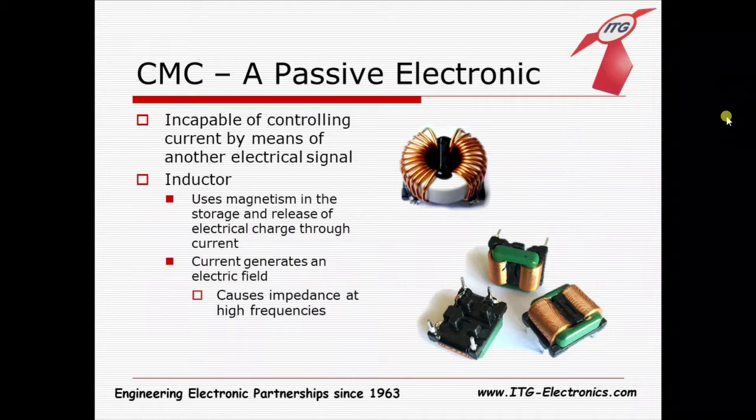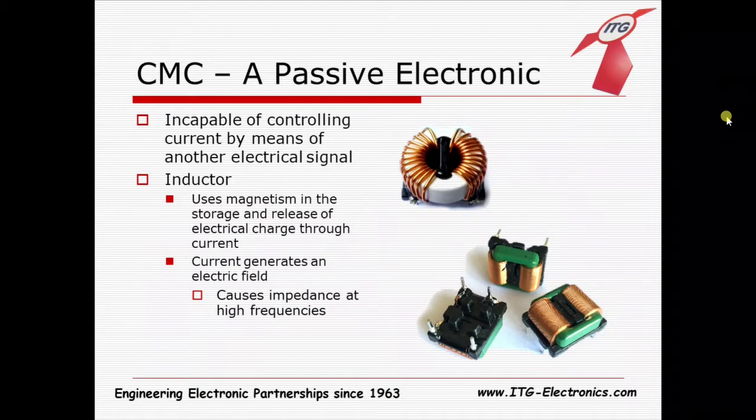So first off, just hitting on the fact that it's a passive electronic, it's incapable of controlling current by means of another electrical signal. As I had mentioned, it only acts on the signal going through it. There's no control signal, there's no on state or off state or anything like that you might find with an active electronic. A common mode choke or common mode coil is a type of inductor that uses magnetism to store and release electrical charge through current.